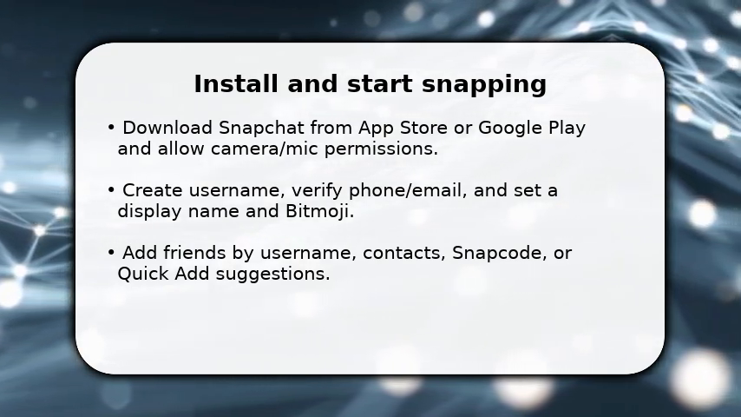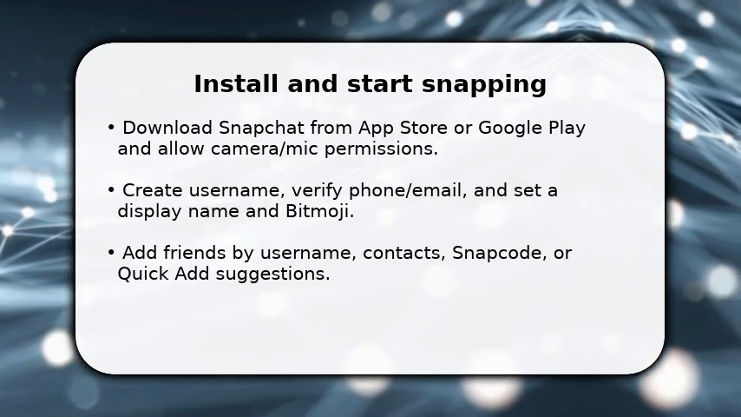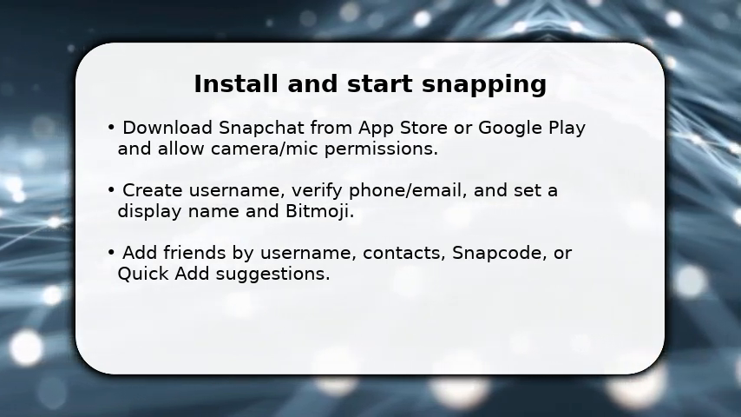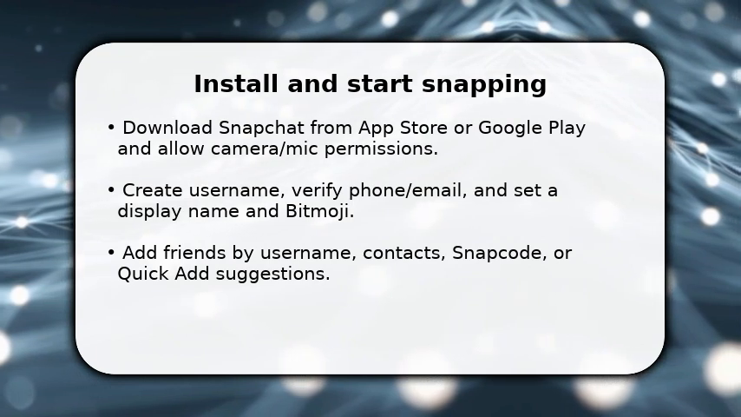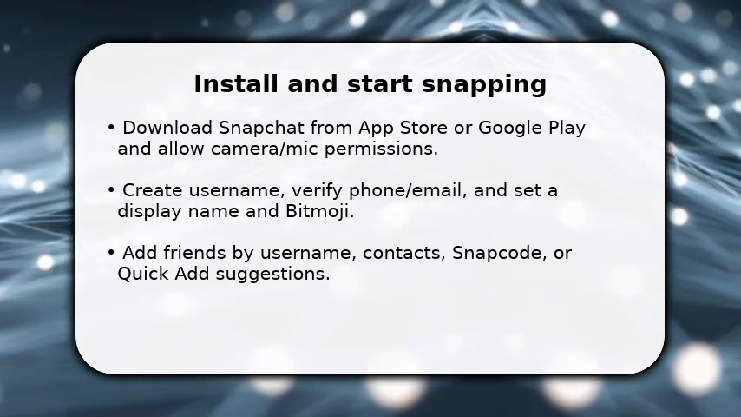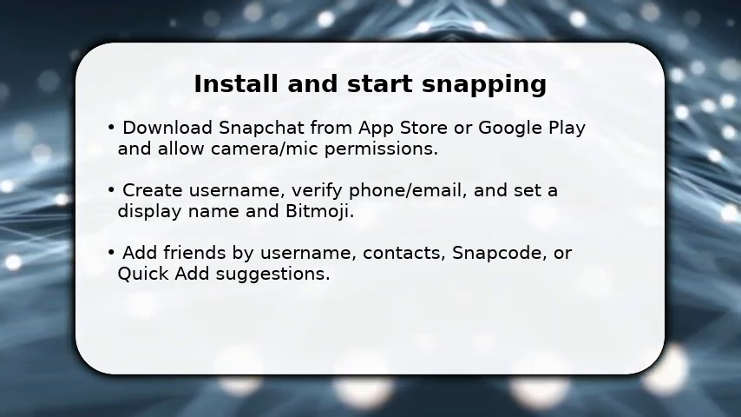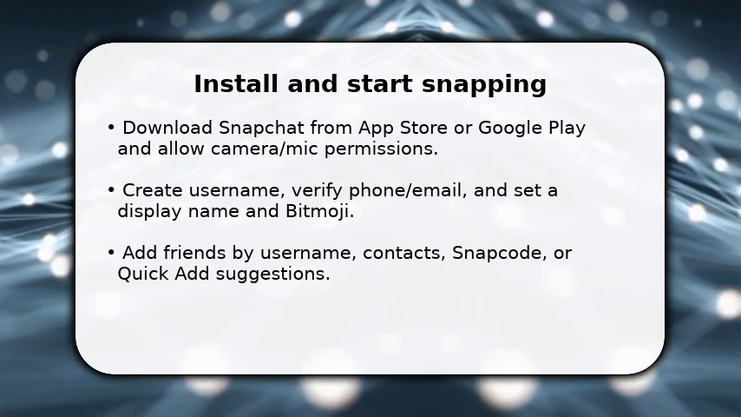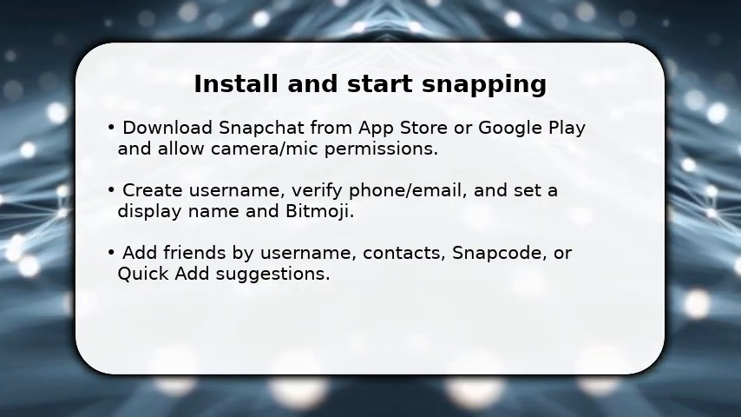Now add friends immediately using username search, scanning snap codes, or importing contacts. This makes sending snaps meaningful right away. Make sure to allow notifications so you don't miss replies and friend requests. Then tap the camera to start composing your first snap.